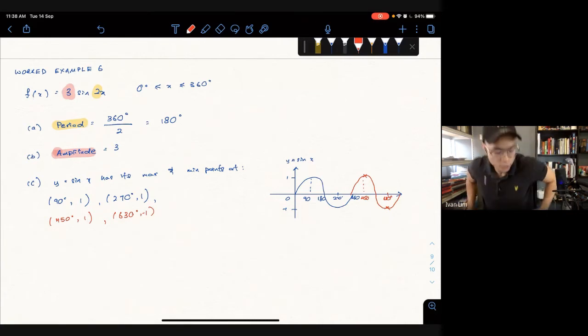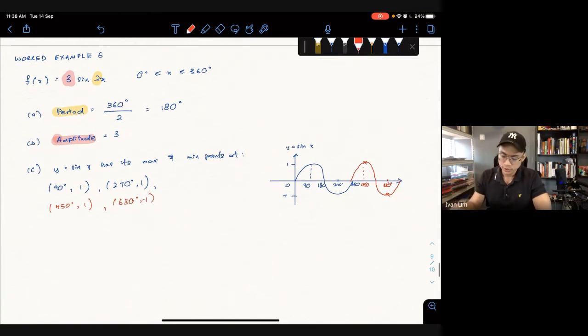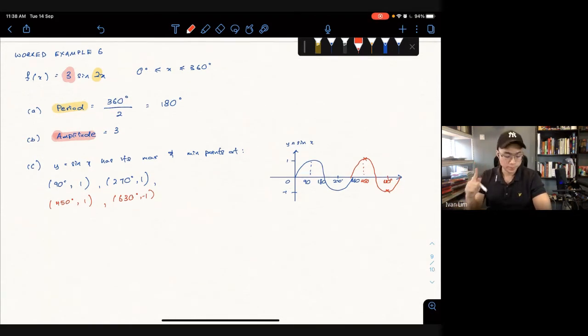But now, we want to base it on 3 sine 2x. There are 2 things going on here. Number 1 is the period. So now my period becomes 180 degrees. Everything is divided by 2, your x value. All of the values are divided by 2. And second thing is your A value. Your amplitude is multiplied by 3.